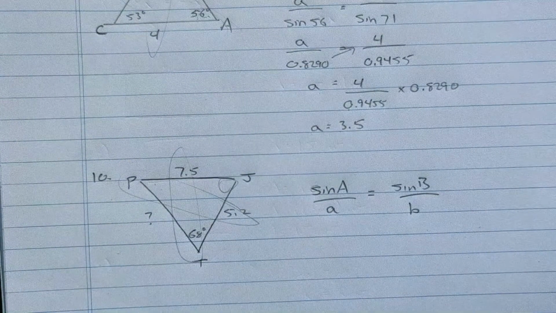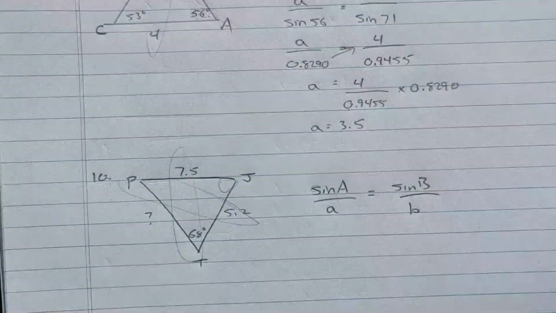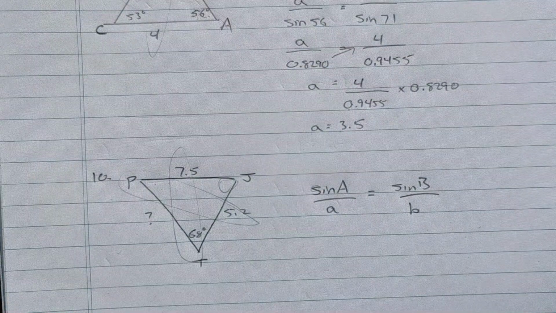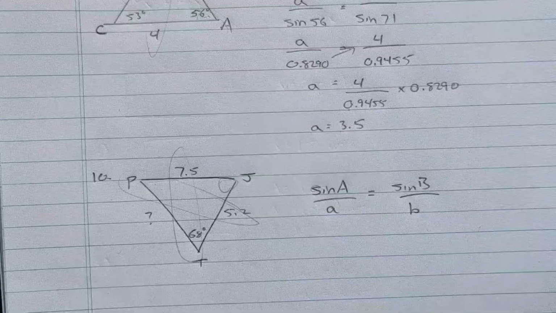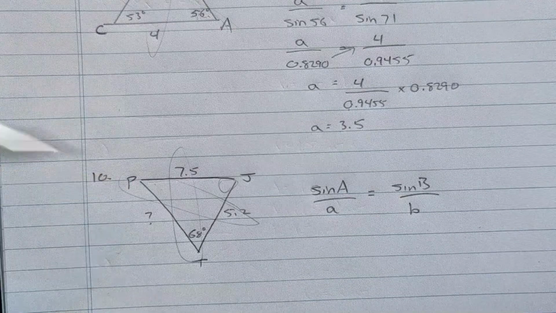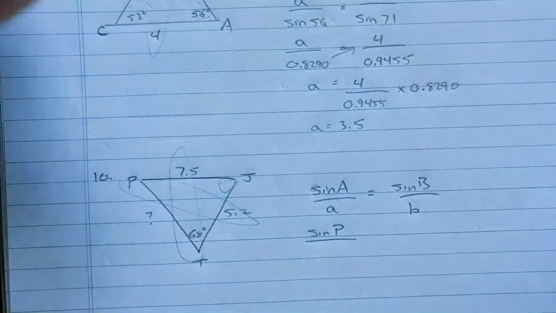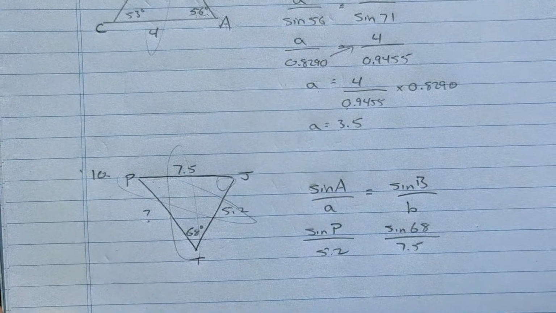Doesn't matter if the sides or the angles are on top, as long as it's all sides on top or all angles on top. So you can actually flip it around. This just saves a little step, makes the manipulation the same as the previous question. So now I'll just fill in. I'm looking for angle P, so I'll call that sine P here over the 5.2, and then sine 68 over the 7.5. So I'll put those in.